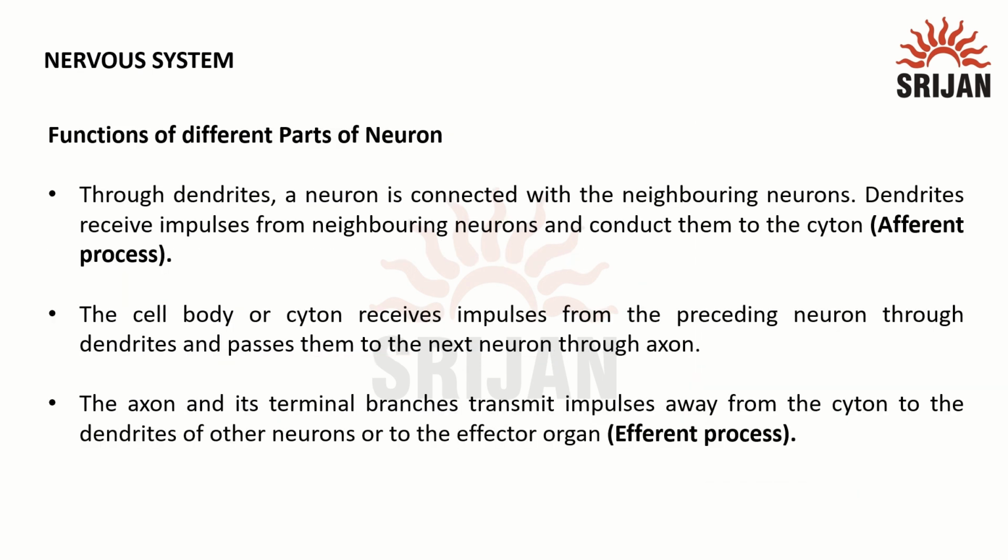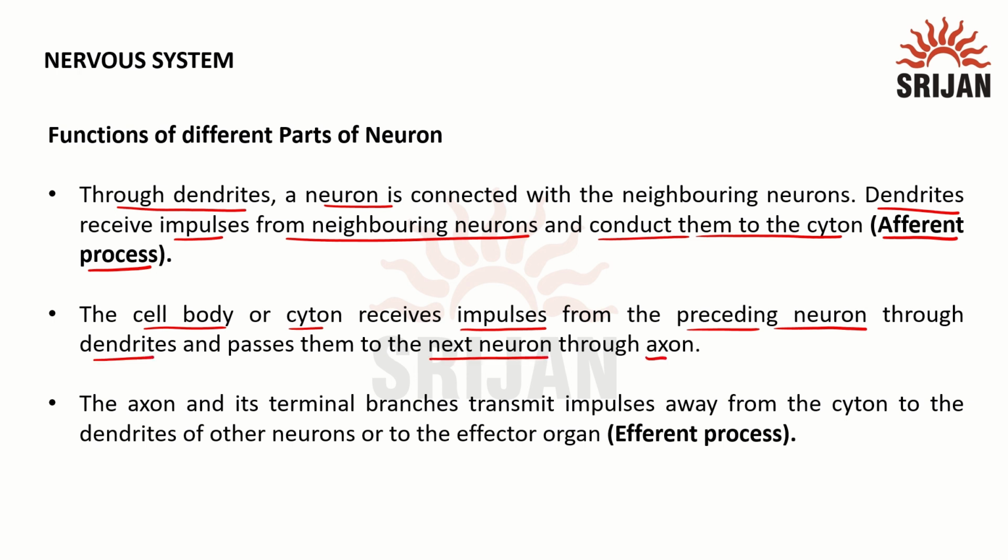Now what are the functions of a neuron? If we see, through dendrites, the neuron will connect the neighboring neurons. So dendrites receive impulse from the neighboring neurons and conduct them to the cyton. So this extension of cyton is known as afferent process. Now the signal will go to the cell body from the dendrite. So cell body or cyton receives impulses from the preceding neuron through dendrites, and it will pass them to the next neuron through the axon.